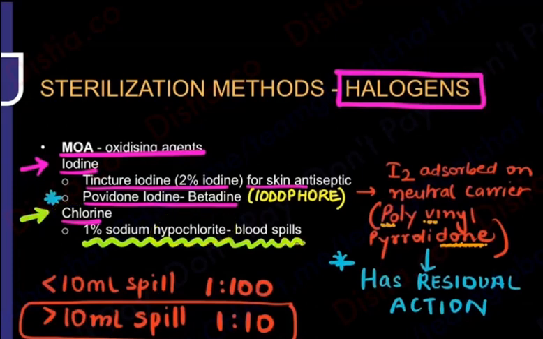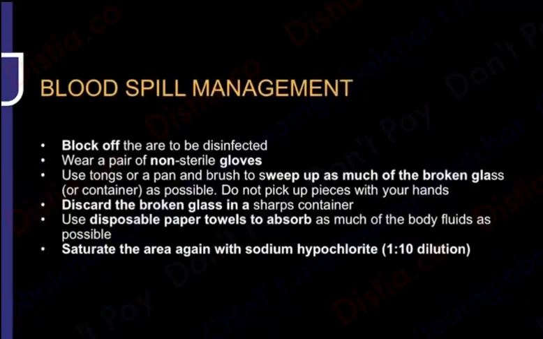So basically for blood spills, if it is a small blood spill, you can dilute it more. If it is a huge blood spill, you're going to dilute it less, which means you're going to use a higher concentration. More amount of blood, you will require higher concentration, 1:10. So guys, what is the blood spill management?